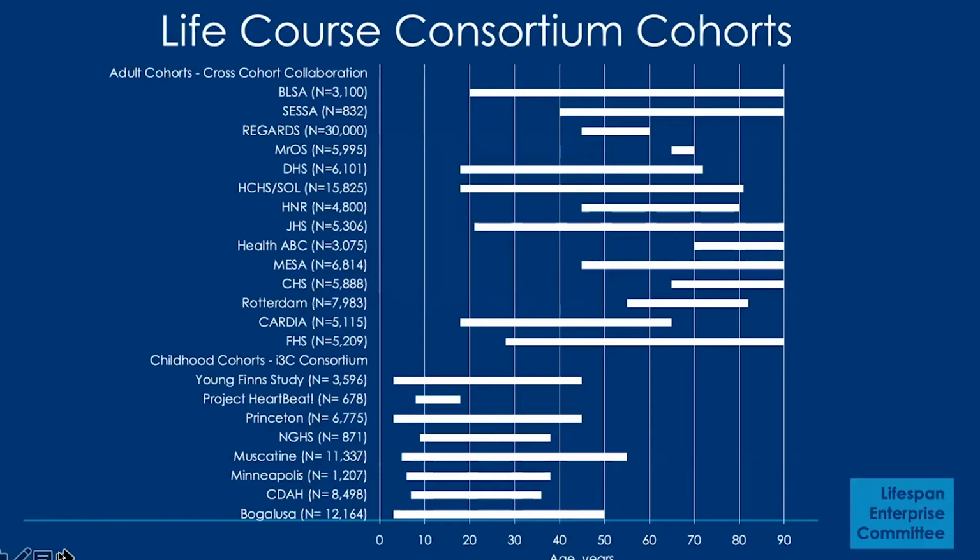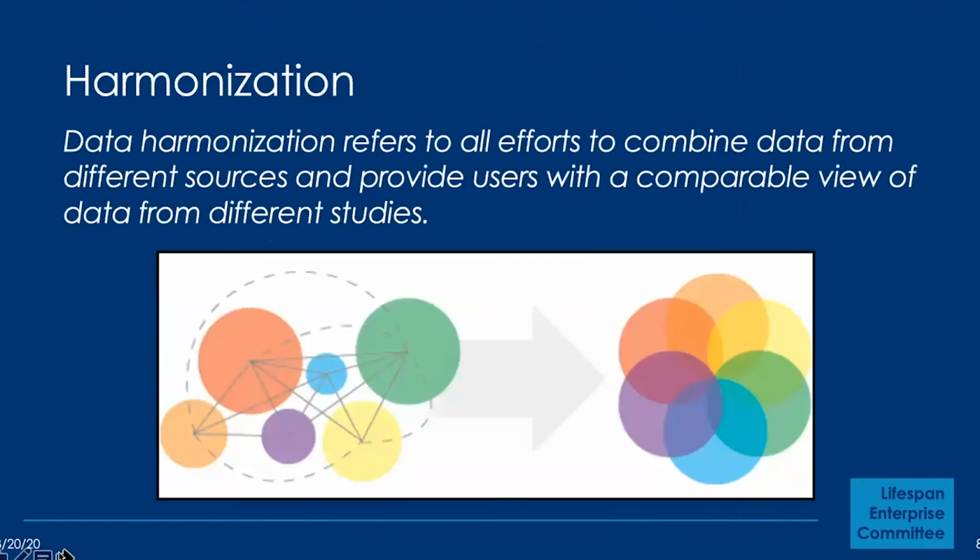And by pooling these cohorts, we can actually achieve a life course perspective on how early life influences may impact later life trajectories of health. Obviously, when you're combining a large number of cohorts, there's a lot of work that has to be done. Each of these cohorts was designed and the data was collected to be independent of each other. And we're now post hoc trying to put them together into one larger sample. And so that requires a lot of harmonization.